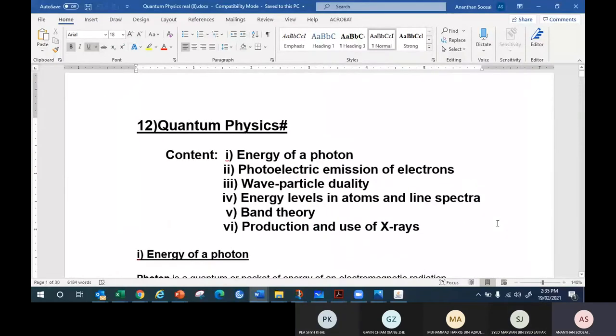Okay, class, let's start. Quantum physics. What have we done so far? We did photon and the photoelectric effect. On Wednesday we talked about wave-particle duality explained by de Broglie. Then we went a little into energy levels in atoms and line spectra. So we will talk about this in depth today: energy levels in atoms and line spectra. Band theory, we'll see if we have time, then we can go on to band theory also.